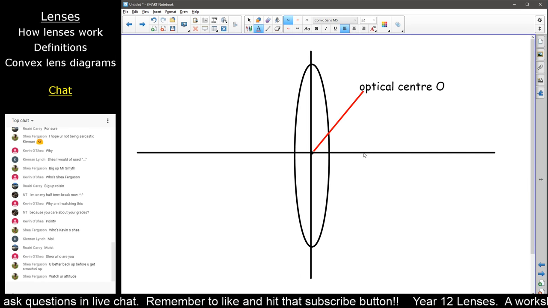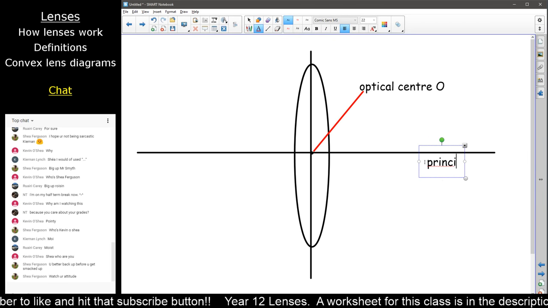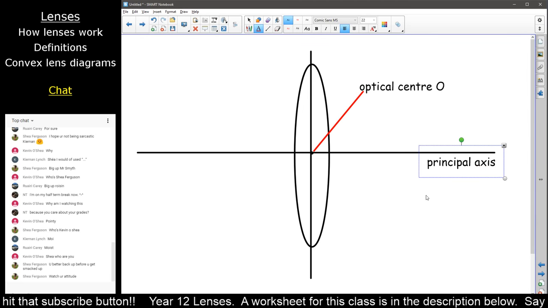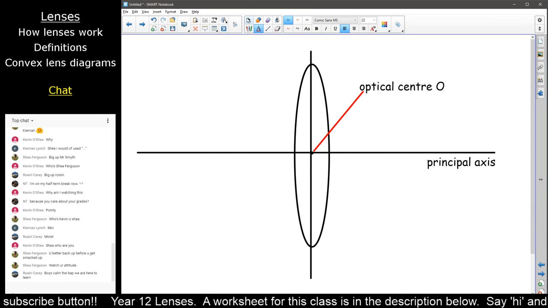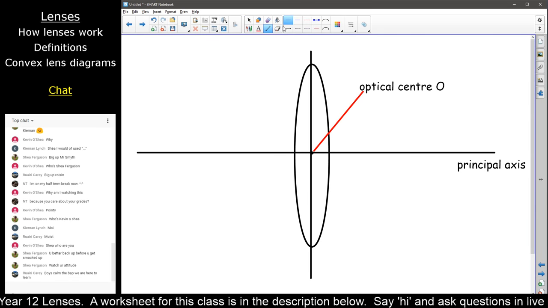This horizontal one, I hate to use the word horizontal because you could turn the lens anyway, but this line that isn't the one that goes through tip and tail, this is called the principal axis. And this is where all the action happens. This is where you do all your calculations and all your measurements from. That's why it's important. Okay?